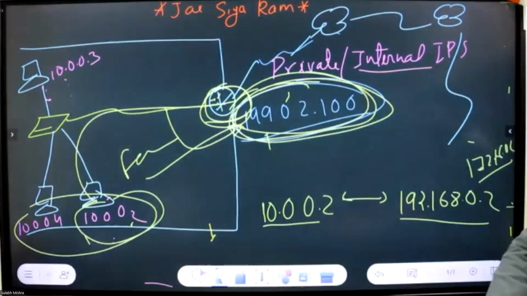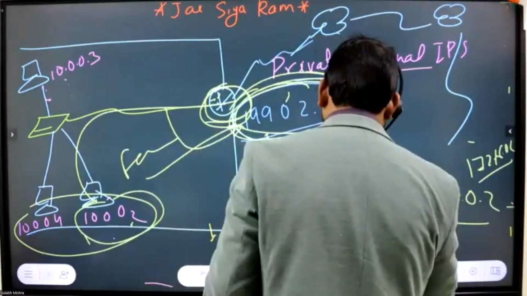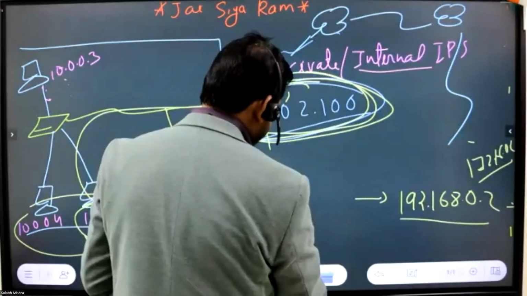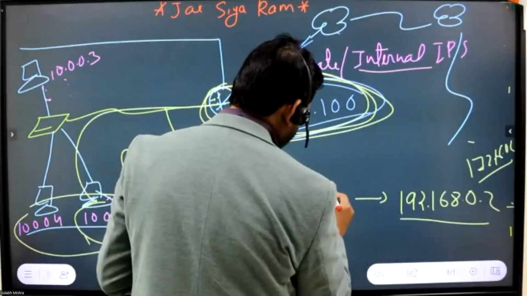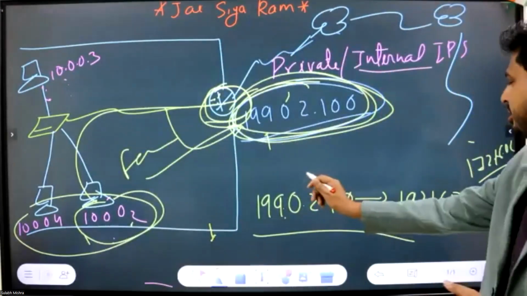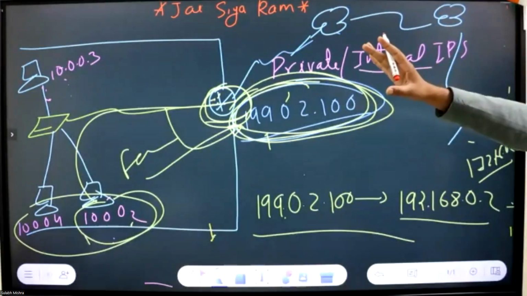Understand? If you see this kind of communication, source IP address is 199.0.2.100, this is source IP, and this is destination IP. What do you understand? Outside to inside.